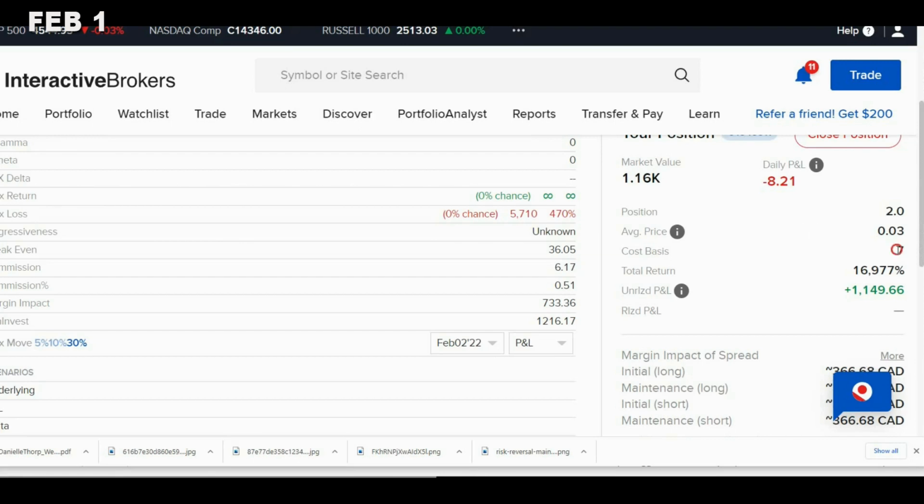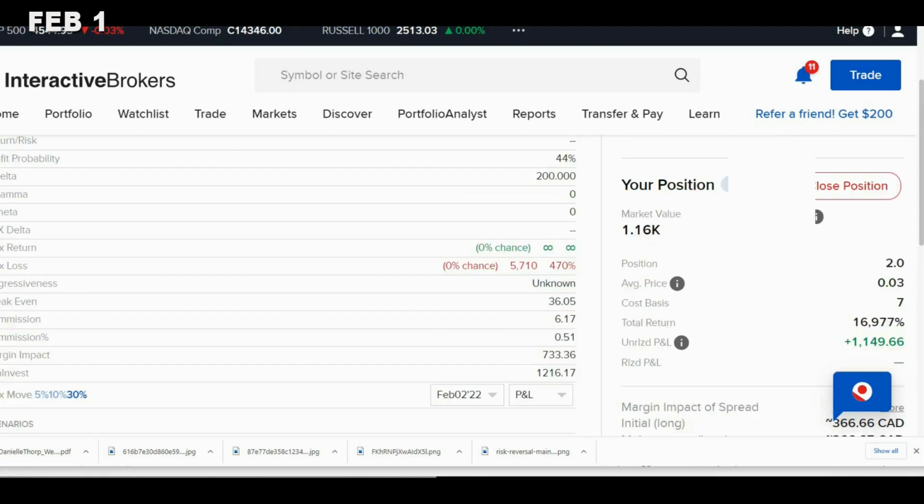My cost basis is $7 because it takes the difference between what I earned from the put option and what I paid for buying the call option. So because the cost basis is so low, the total return is a ridiculous number. That's almost 17,000% return. Now, keep in mind, this could have just as easily gone the other way.